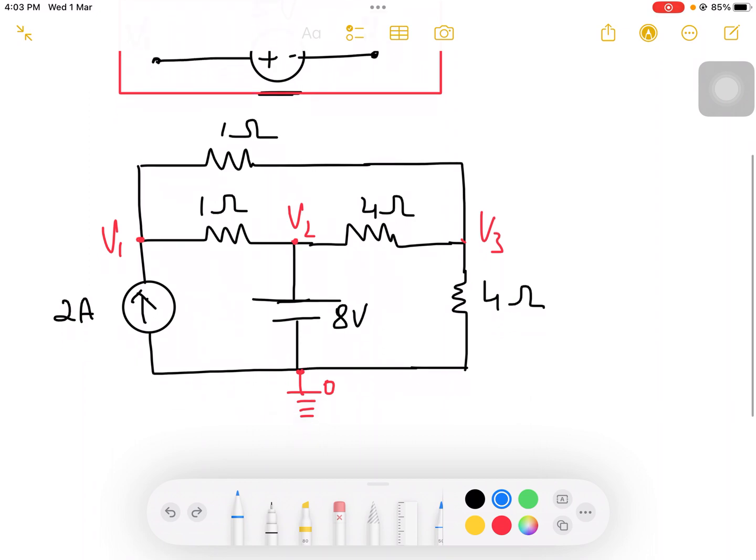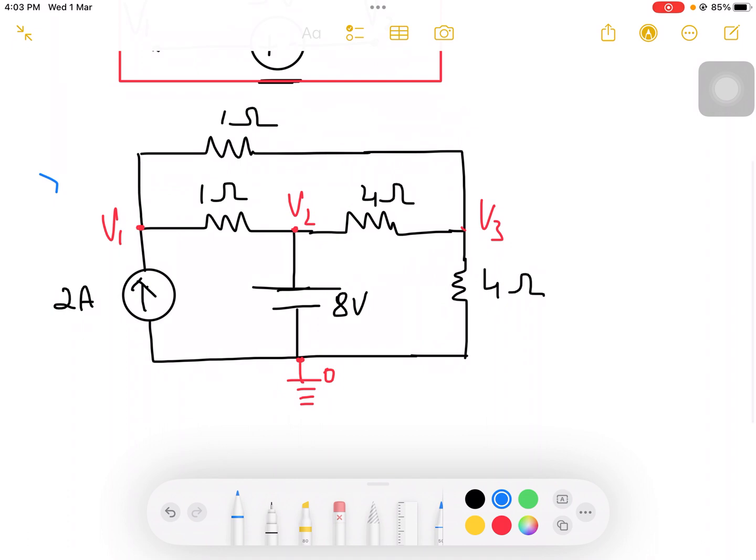Usually in the problem, whenever they ask to find any parameter in the circuit, they will not mention whether it is a super node or not. We should identify it from the circuit. If the voltage source is connected between two nodes without any circuit element, it is said to be a super node, right? So we'll try to simplify this.